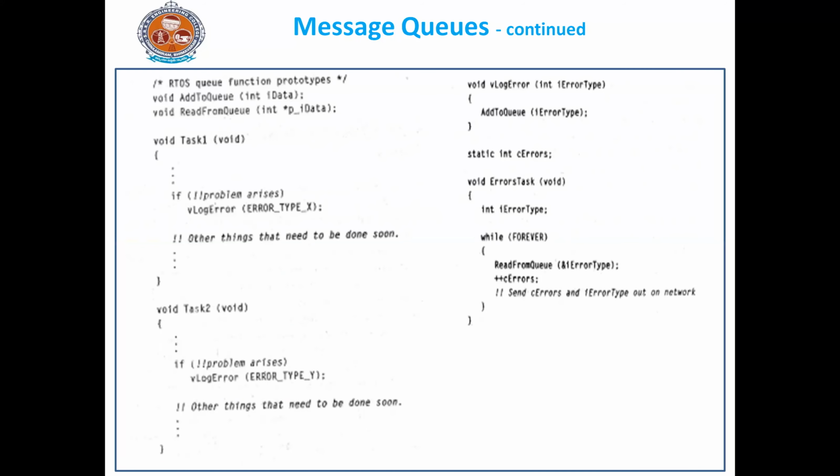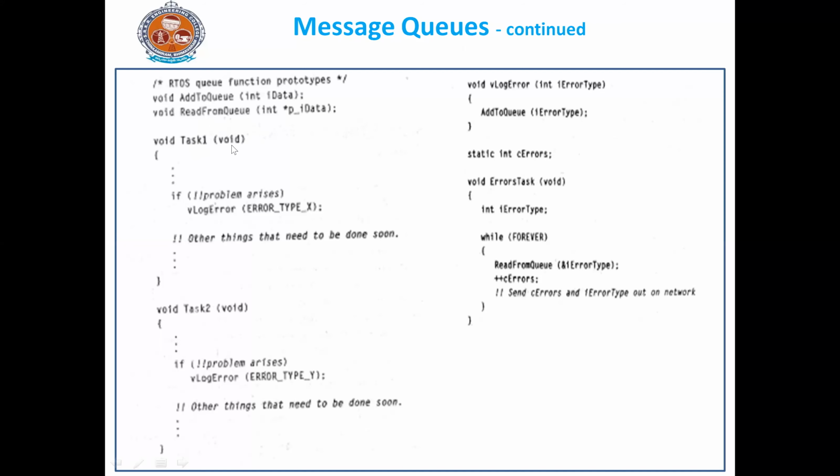Suppose the queue has been created and the memory has been allocated. Then you need two different functions of your RTOS queue. Those are add to queue, that is, if you want to write something onto the queue, you will use this function add to queue. This is the number of bytes that can be added onto the queue. And another one is read from the queue. This is the pointer to the data that reads the particular data from the queue.